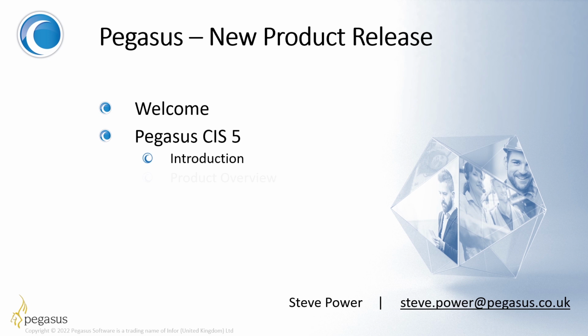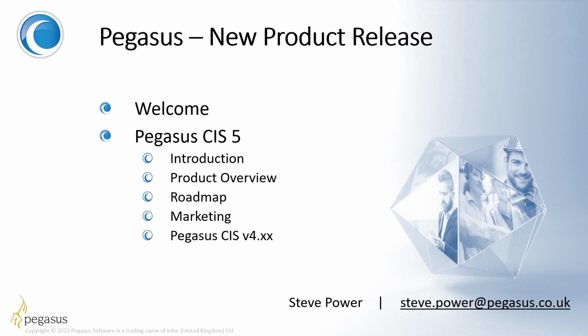So in this session, what I'm going to do is I'm going to introduce you to Pegasus CIS 5. As an introduction, I'm going to take you through the concept behind the product. I'll discuss the technology that we've deployed and the benefits that this is going to bring to your customers. And then we'll look at the product in action. So we'll see the new user interface, we'll see how it looks, how it feels, how it actually works and operates. And we'll also look at some of the new functionality that's been added into the product and some of the new tools that make this such a great product to use.